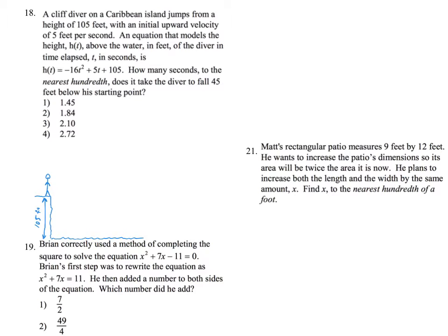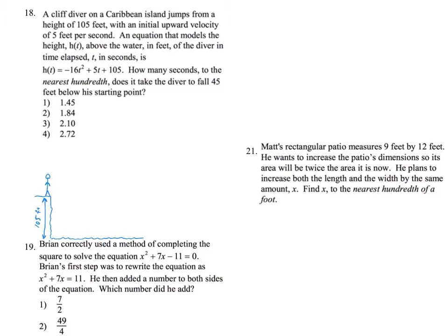And it says that a cliff diver on a Caribbean island jumps from a height of 105 feet. So there he is on the cliff, 105 feet in the air, with an upward velocity of 5 feet per second. An equation that models the height, h of t, above water in feet of the diver in time elapsed t in seconds is, now that's a mouthful, but basically this is the equation that maps his position. And it's t squared, so it's a parabola.